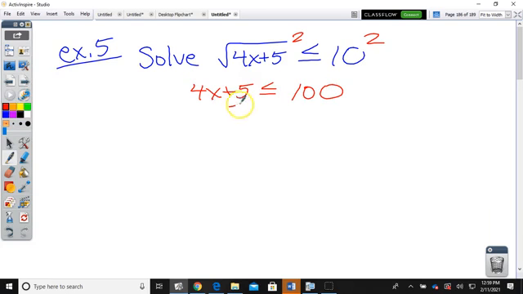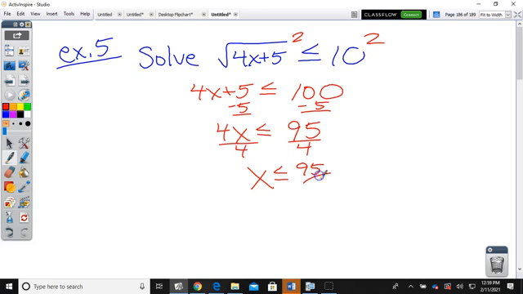So subtract 5. 4x is less than or equal to 95. Divide by 4. x is less than or equal to 95 fourths. That's it. Almost. So we have like 95% of our test codes. So here's the little difference. Had that been a greater than sign, I would be done.